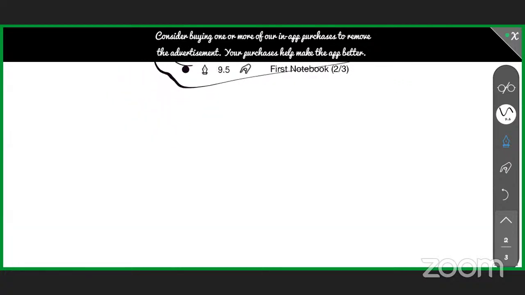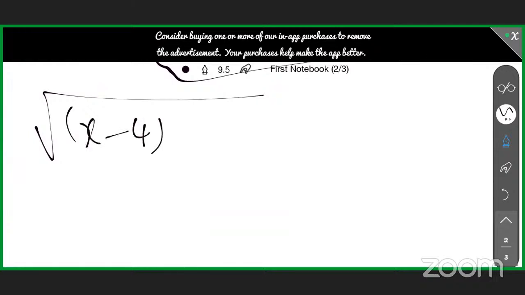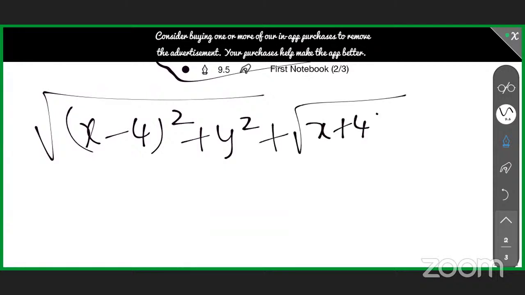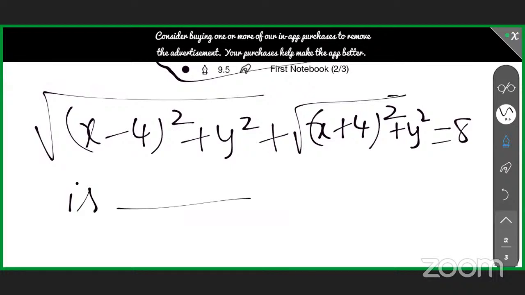The locus of the point which satisfies the equation root of x minus 4 whole square plus y square plus root of x plus 4 whole square plus y square is equal to 8 is dash. I want what is the type of this one, and I want the equation of that curve, whatever curve it will be.